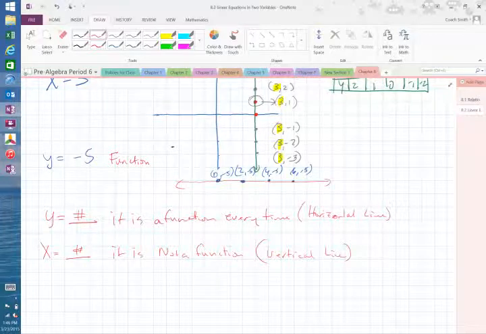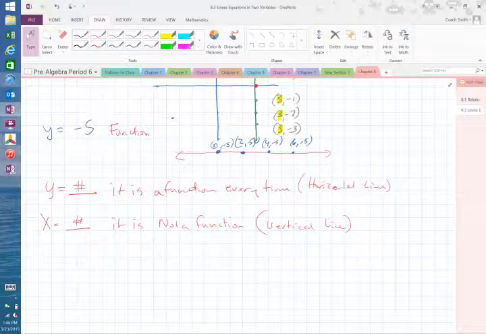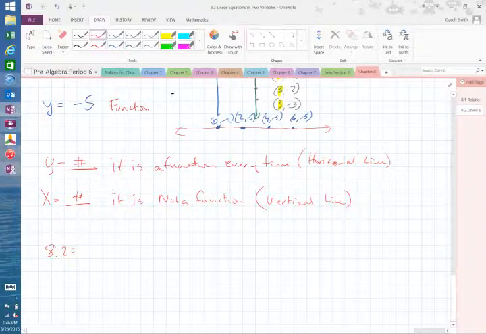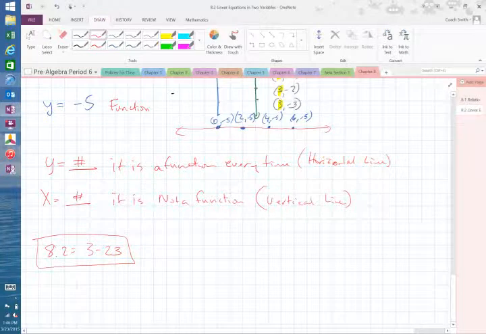Now, okay, for tonight, we'll finish this up tomorrow. We're going to do 8.2, and we're going to do 3 through 23. We'll talk about function form and a couple other things tomorrow. Okay? You may go.